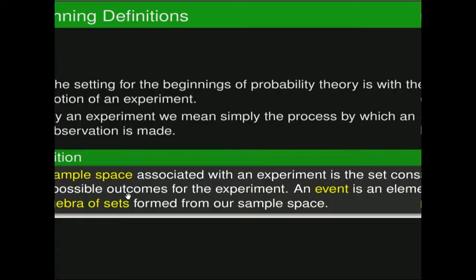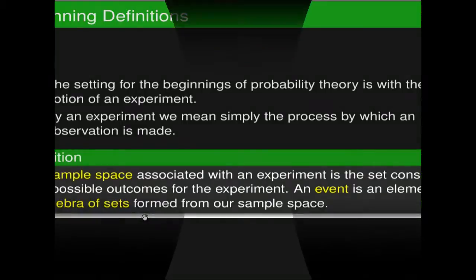By an event in an experiment, we say that that will be an element of something called an algebra of sets that we form from our sample space.